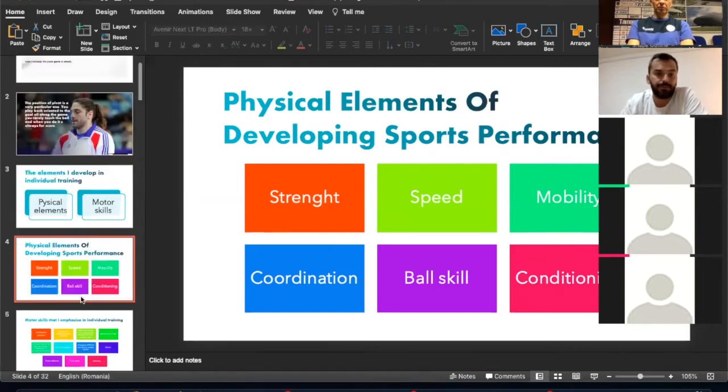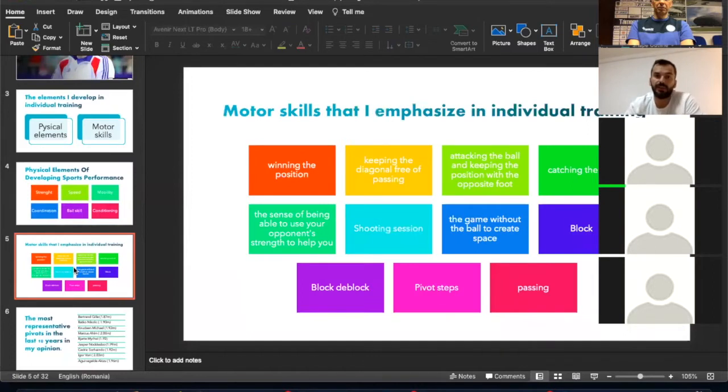And about motor skills that I emphasize in individual training: winning the position, keeping the diagonal free for passing and fighting for that, attacking the ball and keeping the position with the opposite foot to stay close to the 6 meter line, so your opponent doesn't push you outside. If you get pushed outside and you catch the ball, it is for nothing.